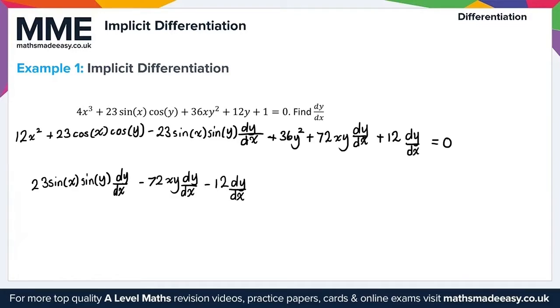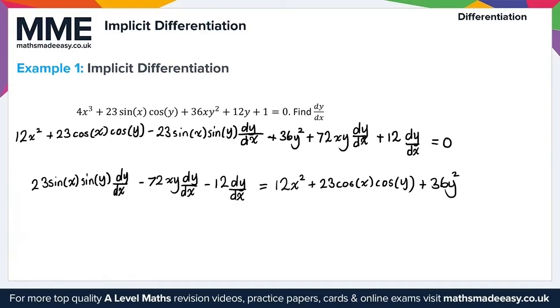And this is going to be equal now to the remaining terms. What have we got left over here? Well, we've got 12x squared, we've got the plus 23 cos x cos y, and we've also got a plus 36y squared. So we've got everything we need there.